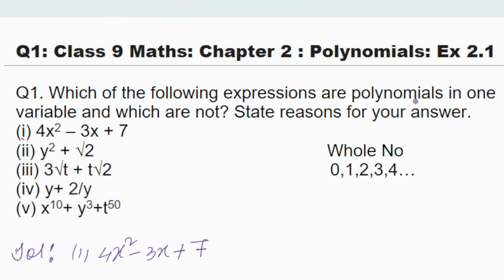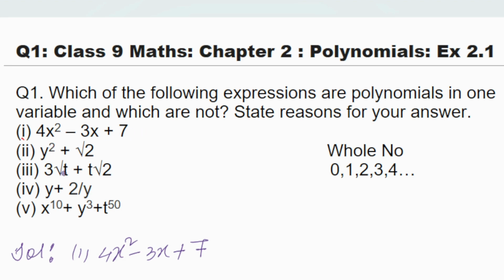A polynomial is any algebraic expression in which the power of the variable is a whole number. See, this is the set of whole numbers: 0, 1, 2, 3, 4, 5, 6, 7, 8, 9, 10, like this. If the power of the variable is a whole number, then it is called a polynomial. See, 2 is a whole number, so this is my polynomial. y square, 2 is a whole number, so this is also my polynomial.